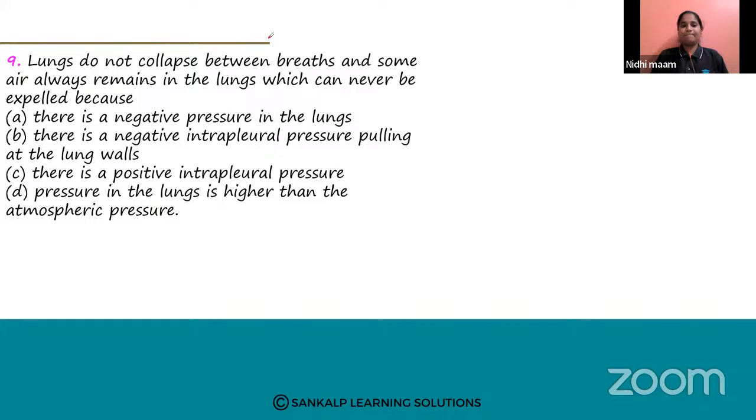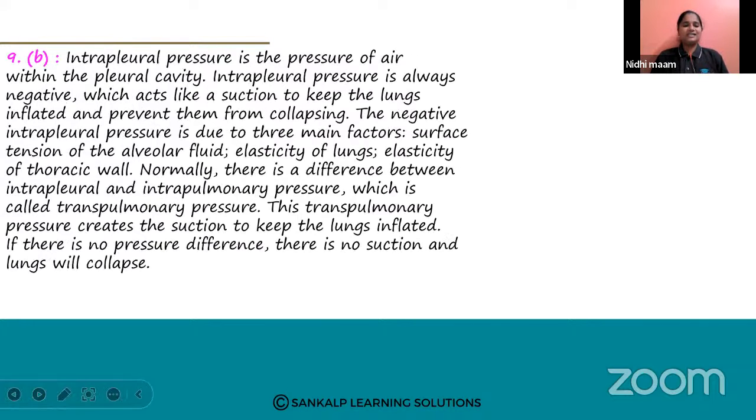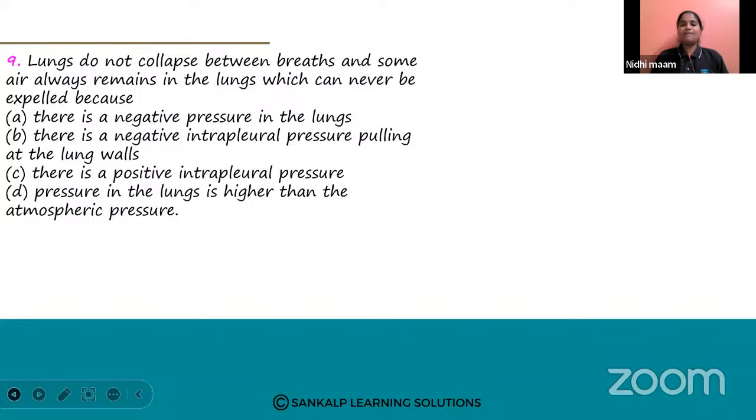Why? Negative intrapleural pressure is the pressure in the space between the pleural membranes, due to which there is a pressure on the lung walls. Positive intrapleural pressure in the lungs is higher than the atmospheric pressure. Hema answered it. Tejaswini answered it. Good. So the right answer here is option B, that is, there is a negative intrapleural pressure.